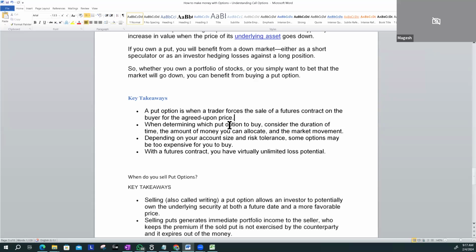When determining which put option to buy, consider the duration of time, the amount of money you can allocate, and the market movement. In any option premium, there are two components. One is called the intrinsic value of the option, and the other one is the time value.